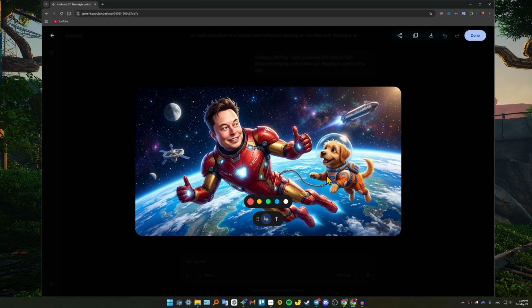Okay, so as you can see, we have an interesting photo of Elon Musk, I'm guessing portraying Iron Man along with his buddy dog on the right. That's something I've never seen before. And we also have a SpaceX rocket flying right near them. Wow, that's something definitely.